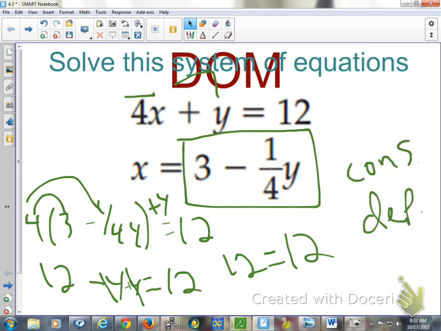Consistent dependent. If all your variables cancel, it's going to be either infinite or none. That one was infinitely many solutions, which is consistent dependent. Very good. Questions on that?